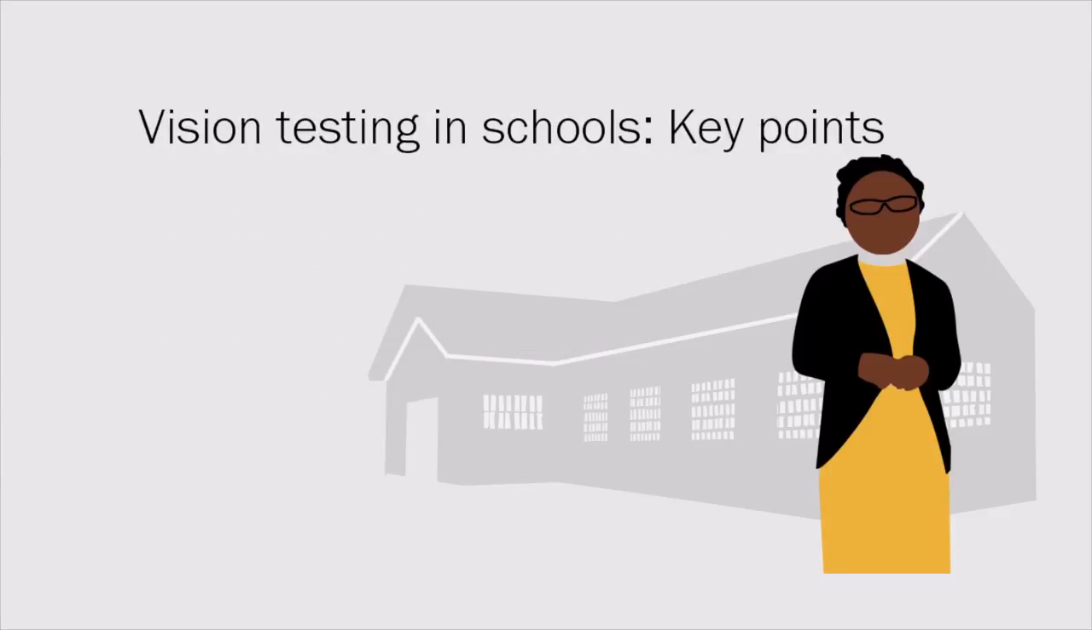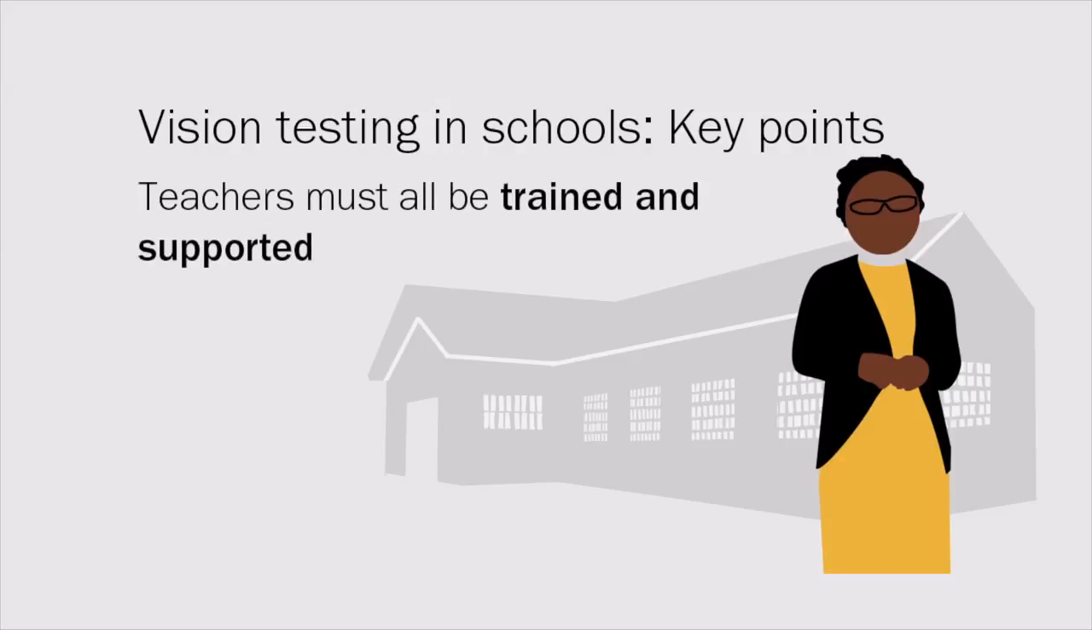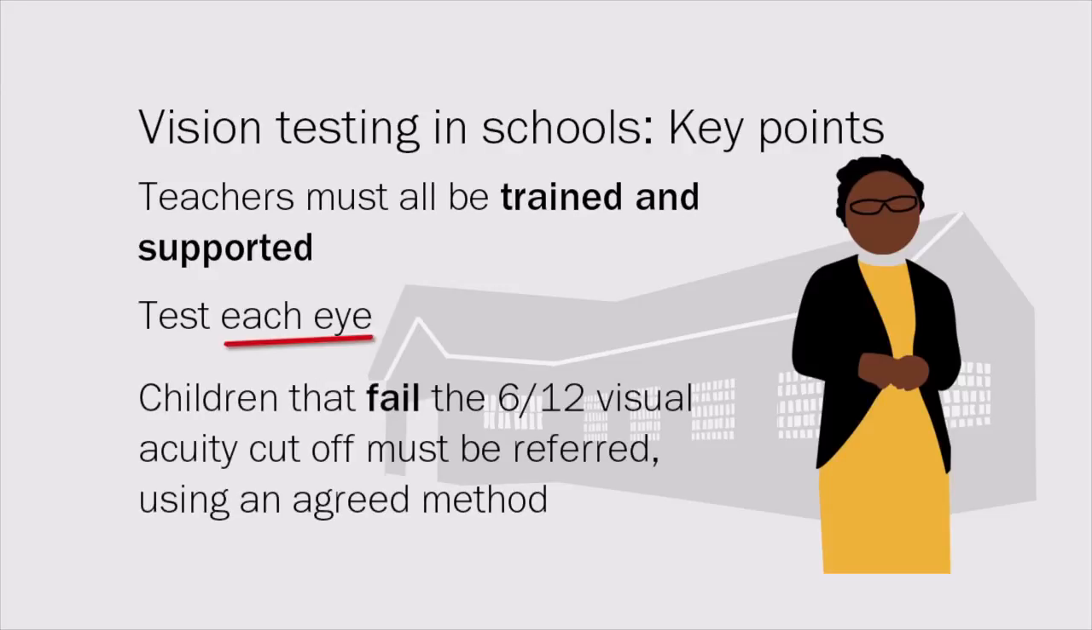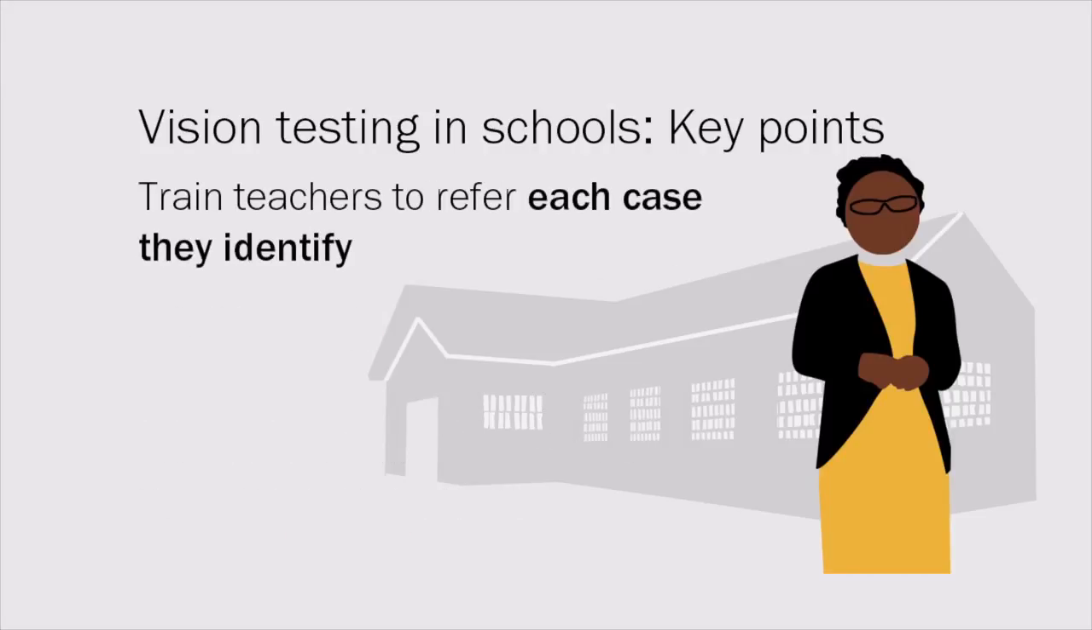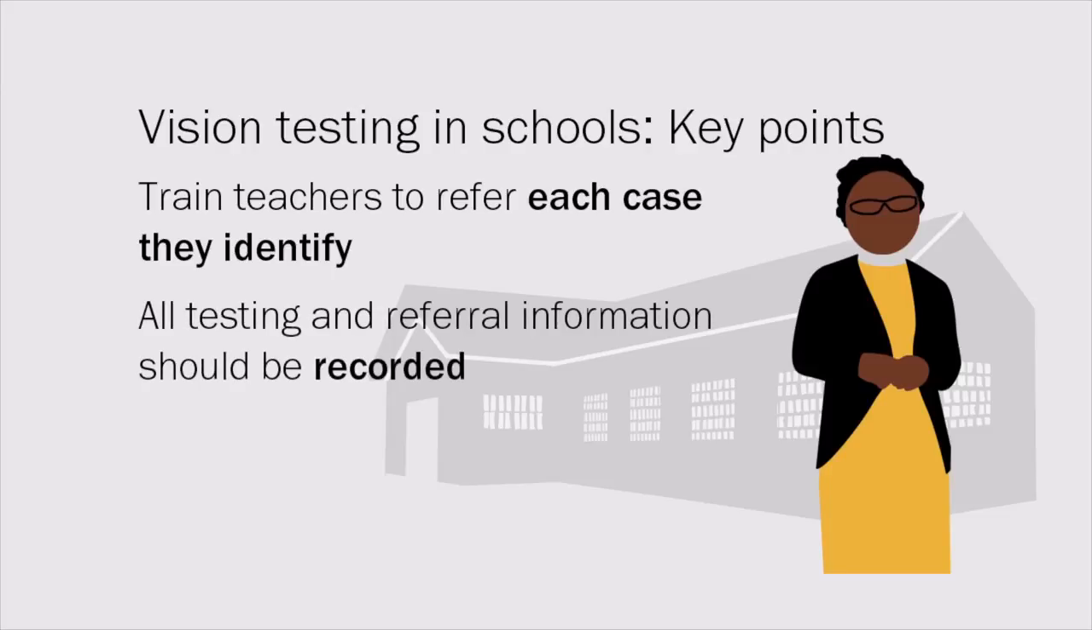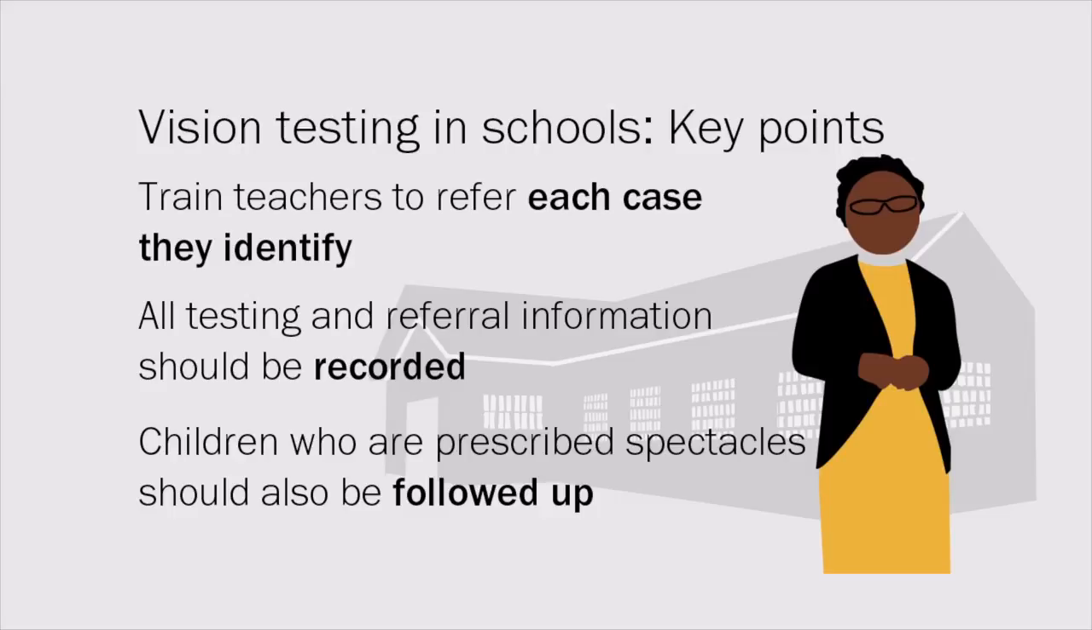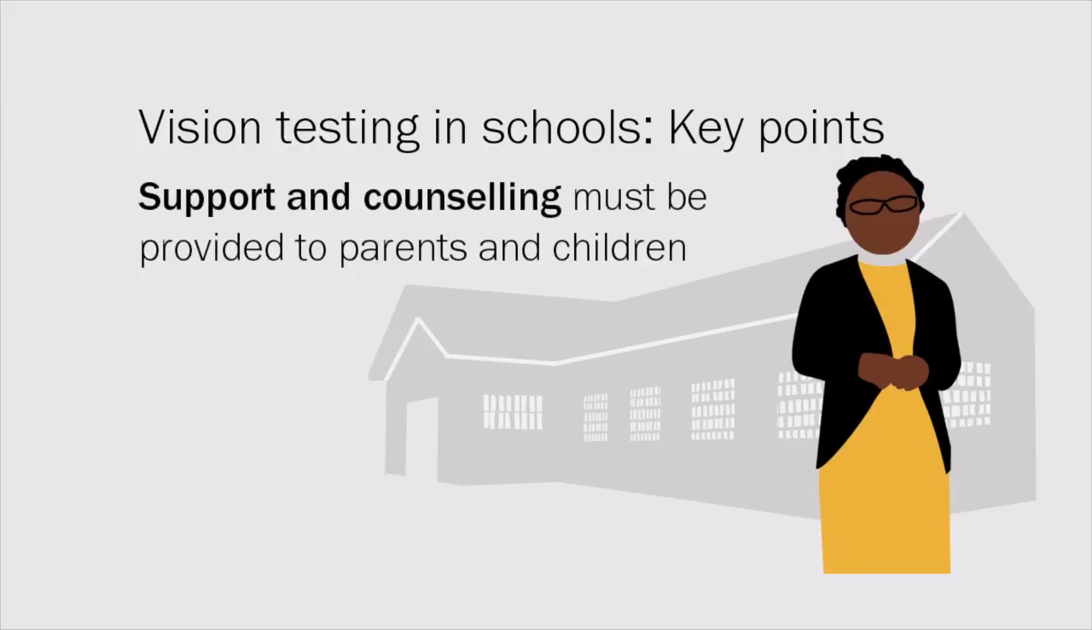The process of vision testing is made as simple as possible. Key points to remember are: the teachers must all be trained and supported, test each eye, children that fail the 6/12 visual acuity cutoff must be referred using an agreed method, train teachers to refer each case they identify. All the testing and referral information should be recorded for monitoring and evaluation of the programme. Children who are prescribed spectacles should also be followed up between 3 to 6 months. And lastly, support and counselling must be provided to parents and children.